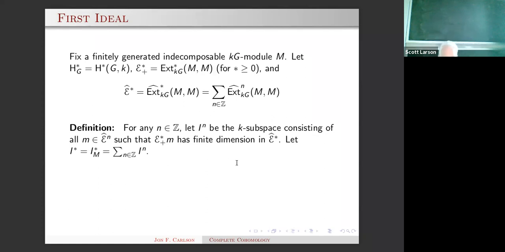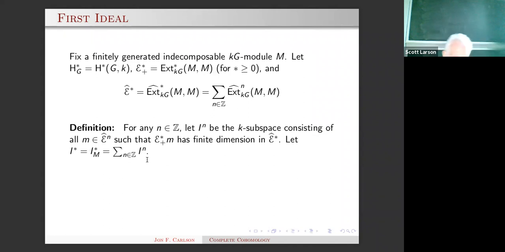So the stuff that gives you finite dimension generates a finite dimensional module as a module over the cohomology ring of the module itself, the non-negative cohomology. And so I'm going to take all of those. This is a nice graded ideal.